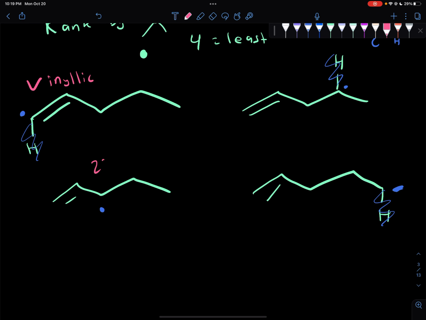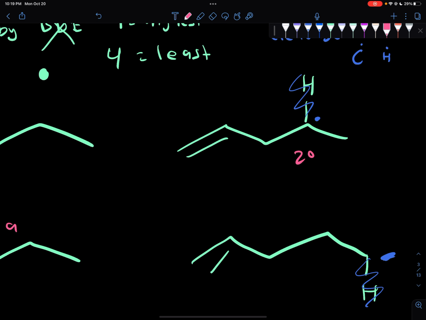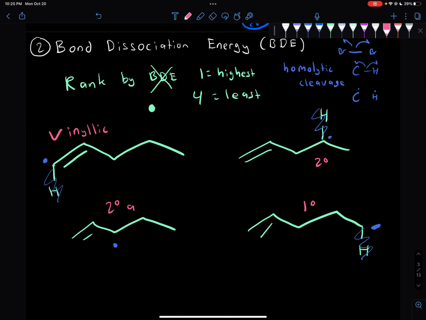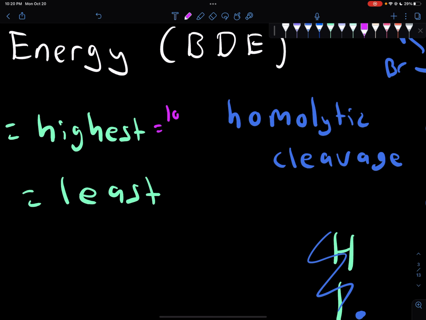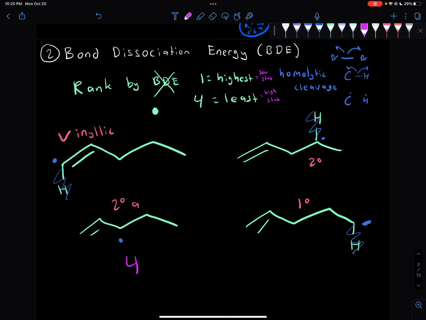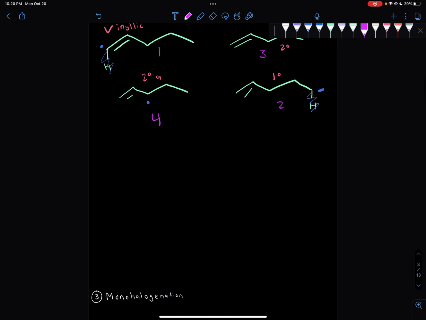This one is secondary allylic. Top right is just a regular secondary and bottom right is just a regular primary. So now, in terms of highest and lowest, high energy means low stability and low energy means high stability. So our most stable radical will be number 4, which is this one right here. Then we got secondary, primary, and then the vinylic. This is how you would rank this. Okay, let's move on.